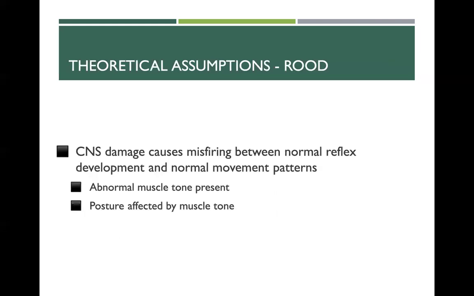Then our theoretical assumptions. Central nervous system damage causes misfiring between normal reflex development and normal movement patterns. Abnormal muscle tone is typically present, and posture is affected by muscle tone. So if normal reflex development doesn't occur, learned voluntary motor control also does not occur.